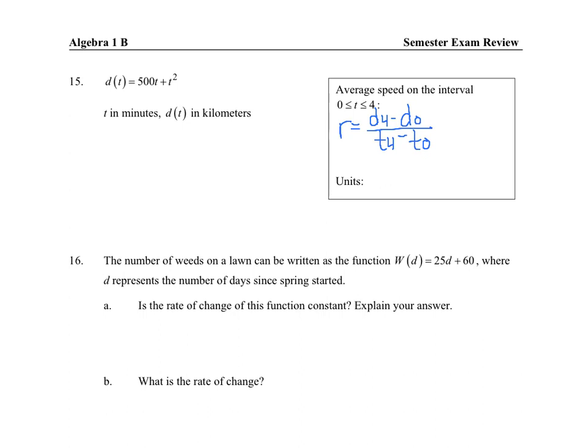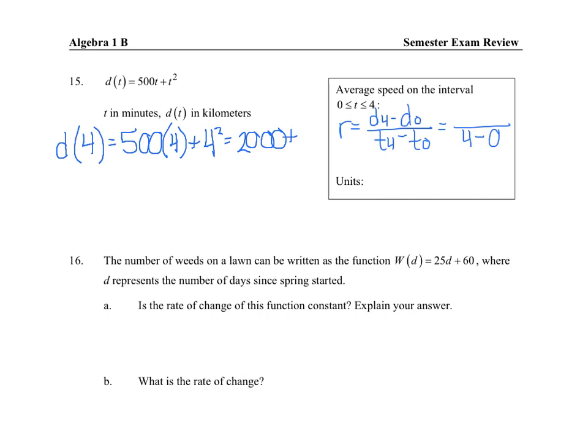Problem is that we don't have a table and we don't have a graph, so we don't know what these numbers are. Well, we actually know t of 4 is going to be 4 and t of 0 is going to be 0. But we don't know what the d of 4 and d of 0 is. We need to calculate it. So if I have this function right here, I want to know what d is going to be when the time is 4. So I'm going to plug that in, and I'm going to have 500 times 4 plus 4 squared. Well, 500 times 4 is 2,000. 4 squared is 16. So I'm going to get 2,000 plus 16, which is 2,016.